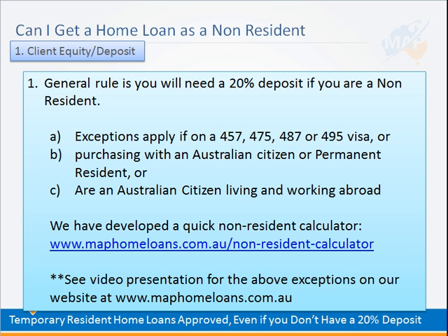And if you're an Australian citizen living and working abroad, you can also get up to 95%, generally 90%, but there are options to 95% as well. And again, go and check out that video, Can I Get a Home Loan as an Australian expat? We've also developed a quick calculator. We can go on to that link there, the non-resident calculator.